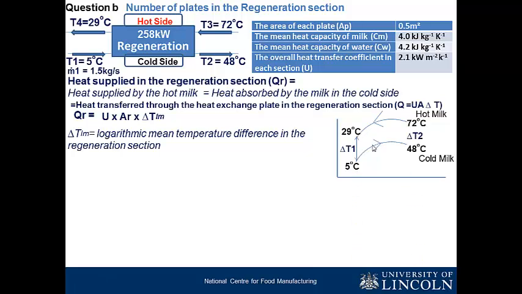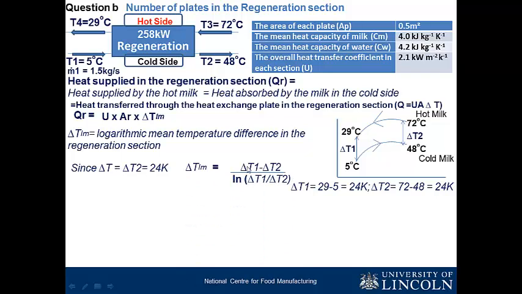Our DT1, our change in temperature at this point, and we can also find out our change in temperature at this point. DT1 will be 29 minus 5, which is 24, and DT2 will be 72 minus 48, which is also 24. Now, interesting. Since DT1 equals DT2, and they are equal to 24.